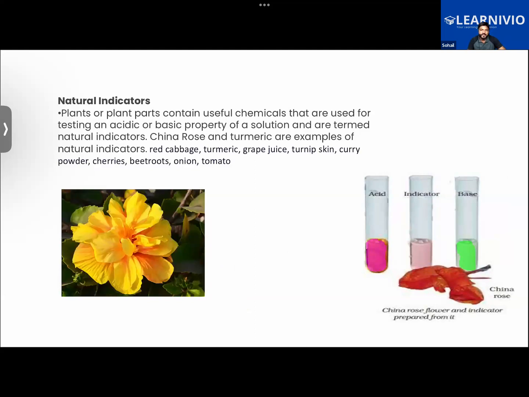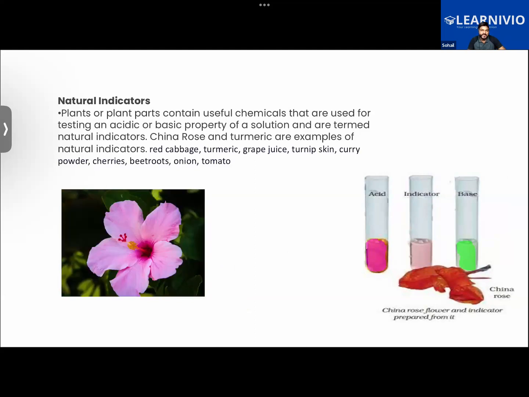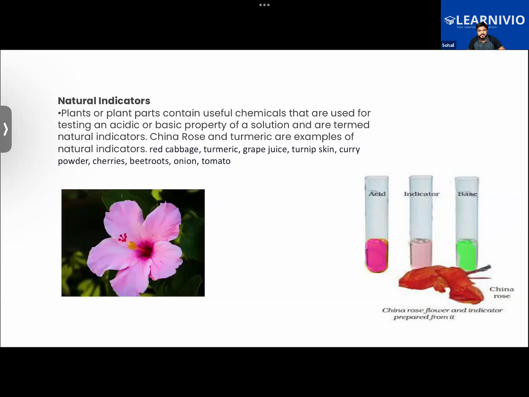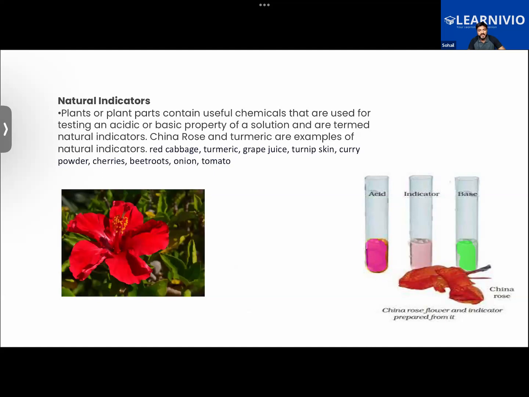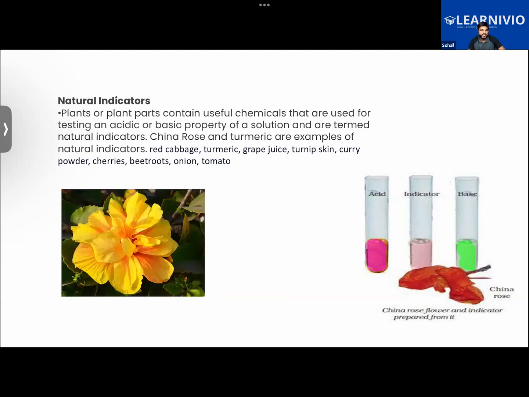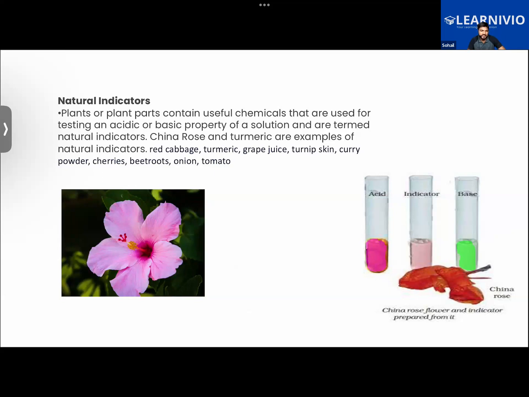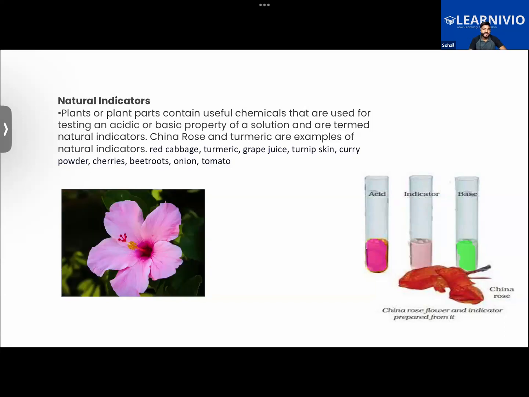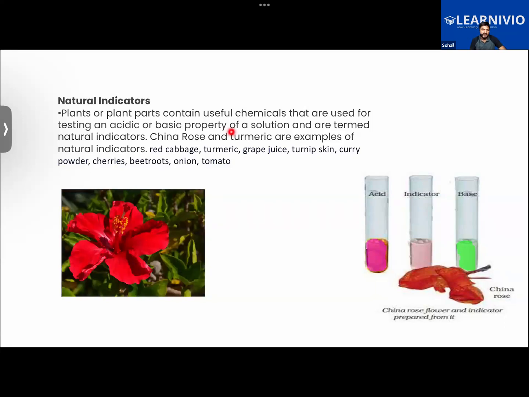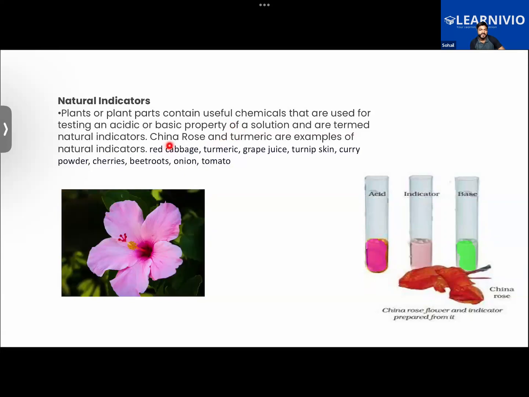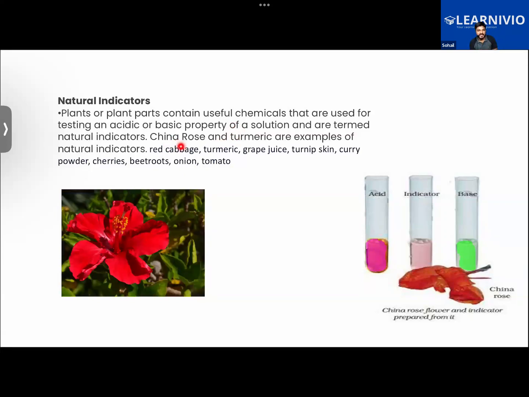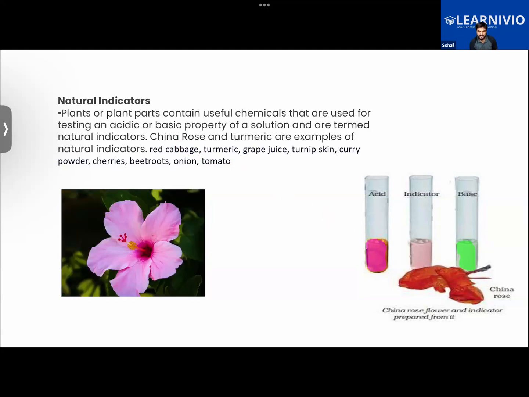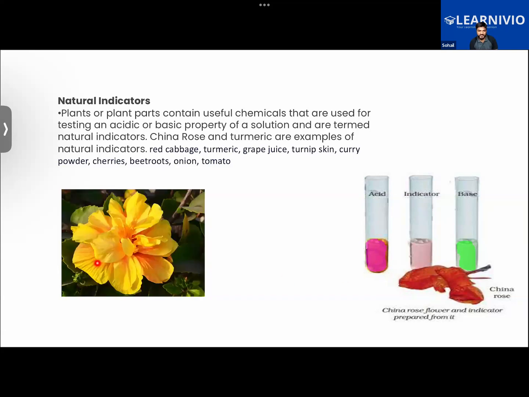In the long list of natural indicators, other examples are turmeric, red cabbage leaf, and even grape juice can be used. Turnip skins can in fact be used. Then beetroot, onion, tomato, cherries, curry powder, and whatnot. All these are examples of natural indicators. Plants or plant parts contain some useful chemicals that help in determining whether a substance contains acid or base in it or not. Say, for example, take some red petals of the China rose flower, like this one here.